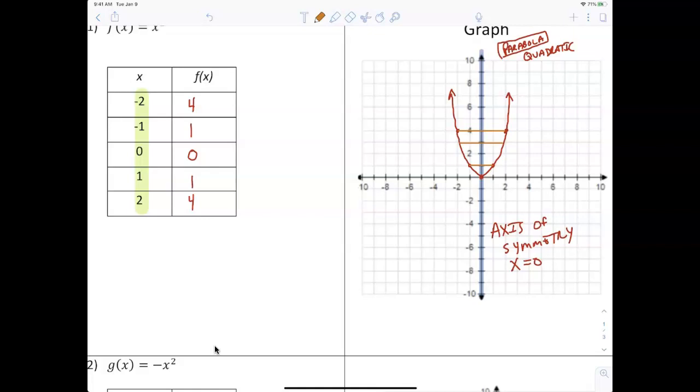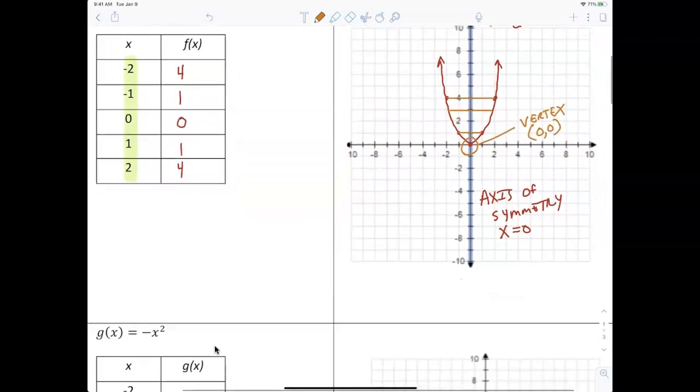The lowest point on the graph, or the highest point on the graph, is called the vertex. So that point right there is called the vertex, and its point is 0, 0. Now there's a relationship between the vertex and the axis of symmetry.